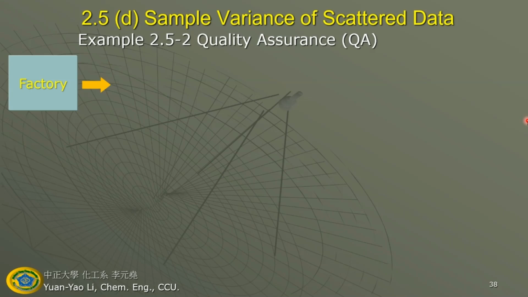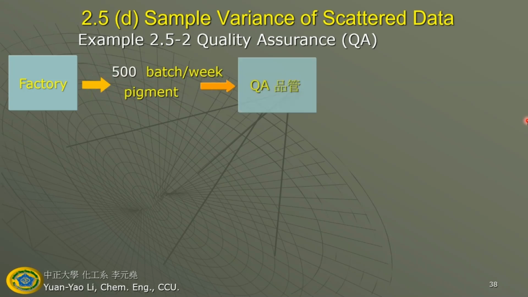So this is an example, 2.5-2. It's called quality assurance, or QA. There's a factory. You know, a factory makes chemicals, makes products, whatever. And this factory produces 500 batches of pigment per week. And of course, these 500 need to go to QA before you can sell them to your customer, right?